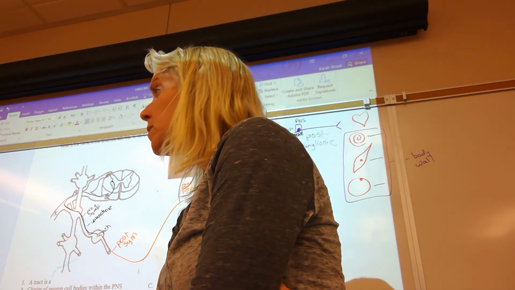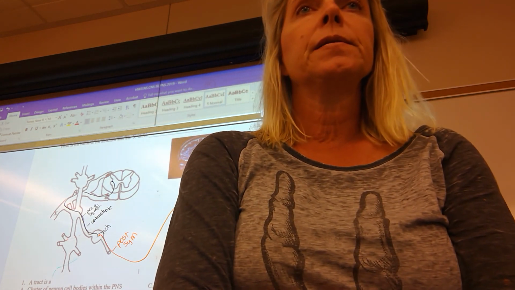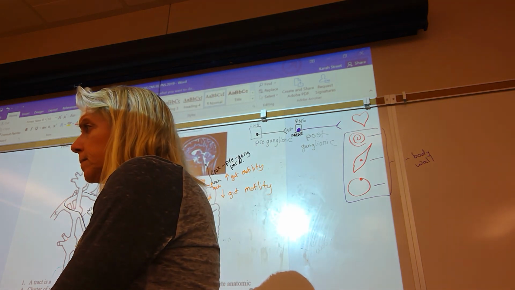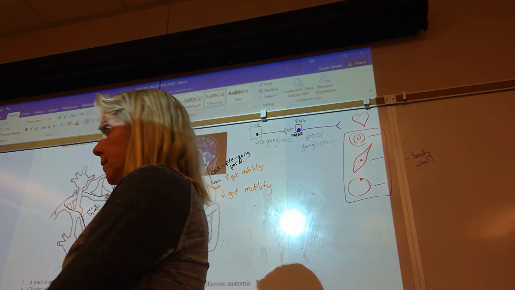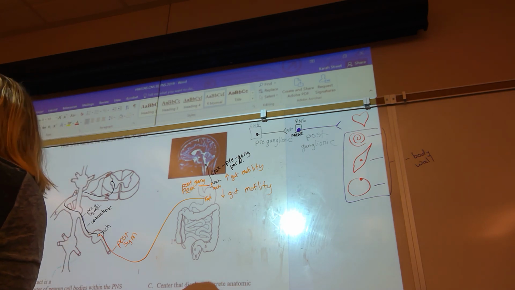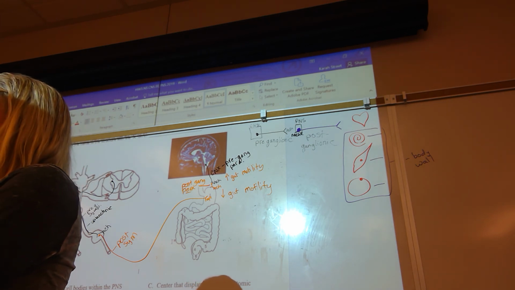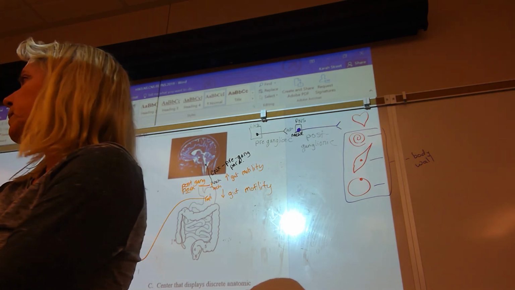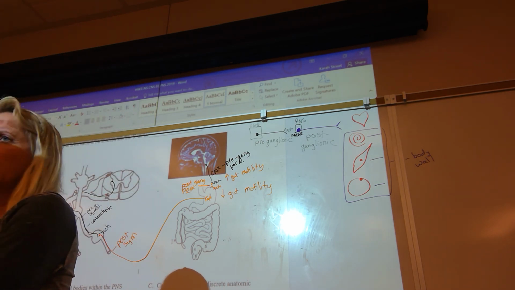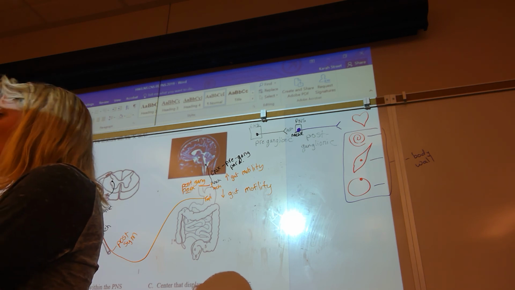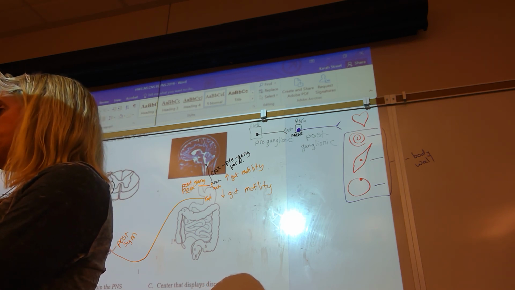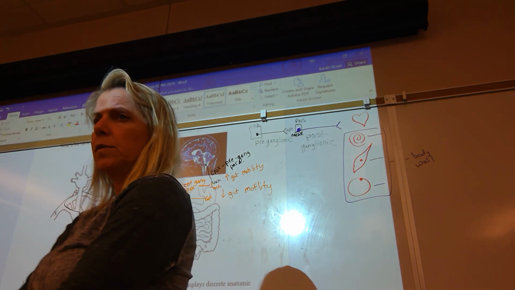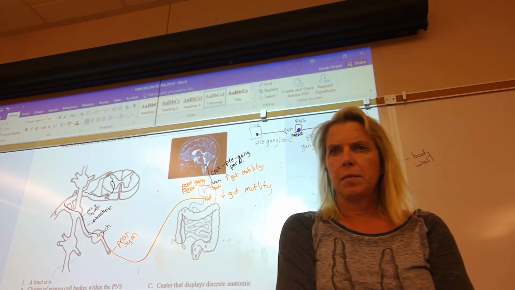It's mixed. We'd have sensory. We'd have motor. We would have all kinds of sensory and all kinds of motor. We would have visceral motor. We would have visceral sensory. We would have somatic sensory. We would have somatic motor. So all of them would be there. It's called an anterior primary ramus.